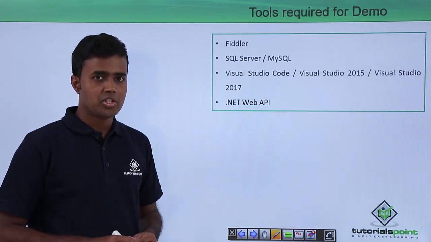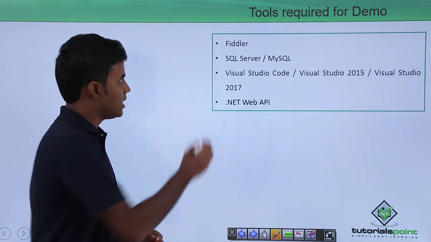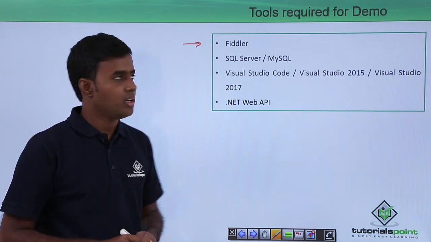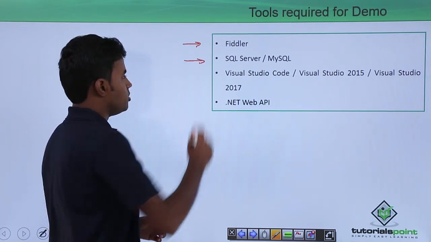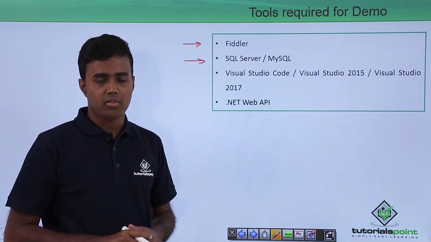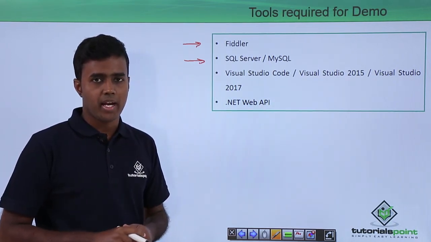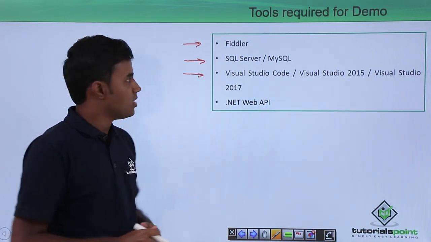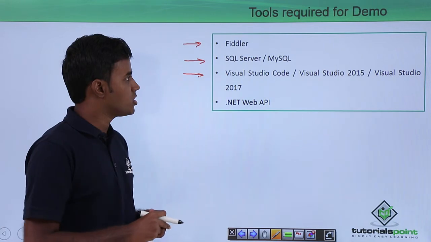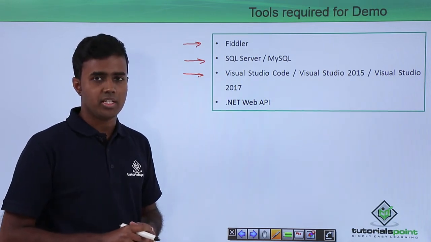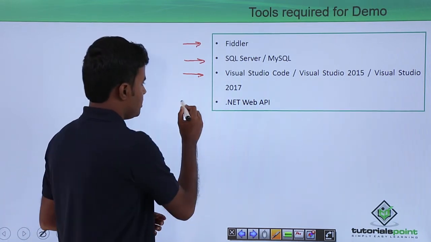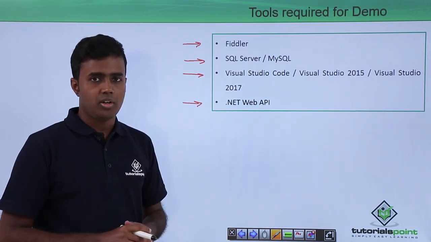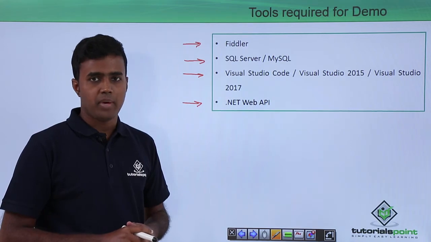In this video, we will see the tools that are required for our demo. First, we need to install Fiddler. Fiddler is basically for inspecting the results of request and response. And then you may want to use either SQL Server or MySQL, basically for storing our backend data. And then you can use any of the different IDEs. You can use either Visual Studio Code or Visual Studio 2015 or Visual Studio 2017. And finally, since we are working with web API, we need to install .NET web API from the NuGet package section.